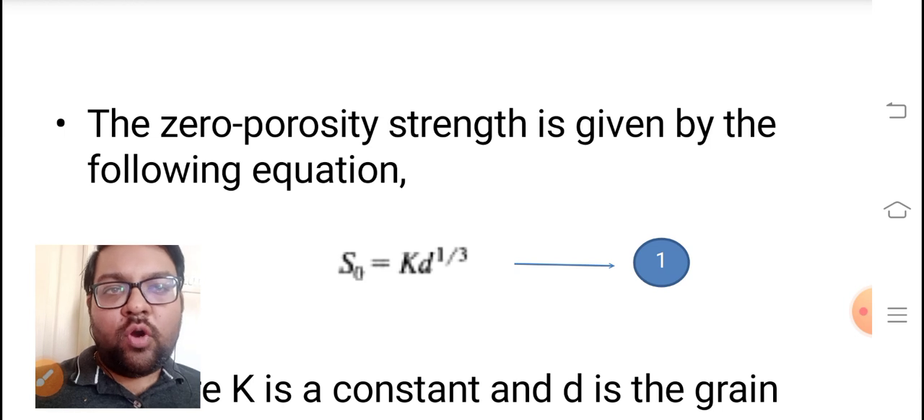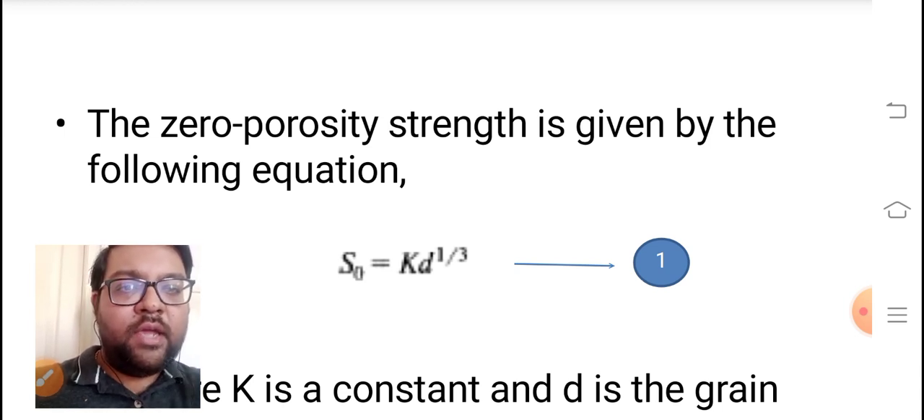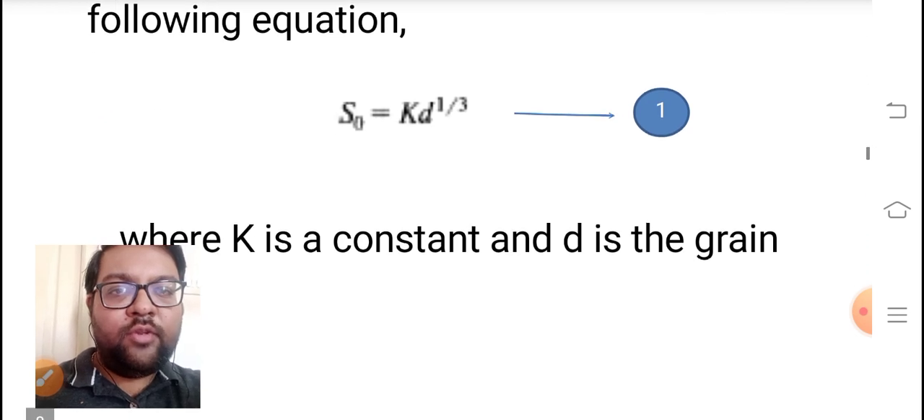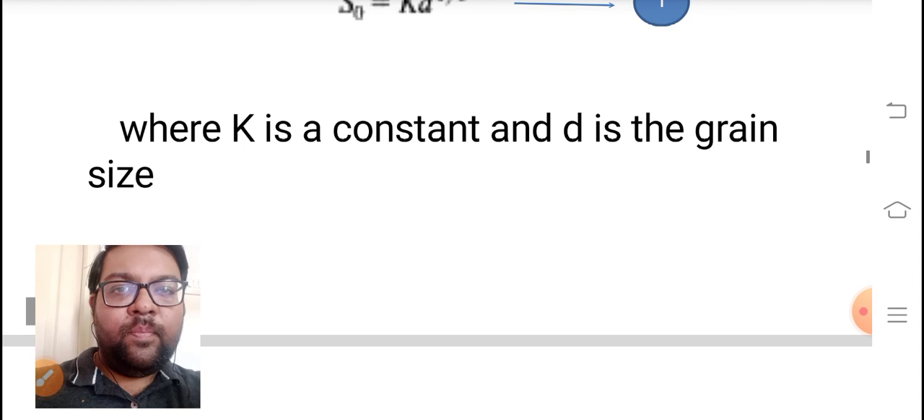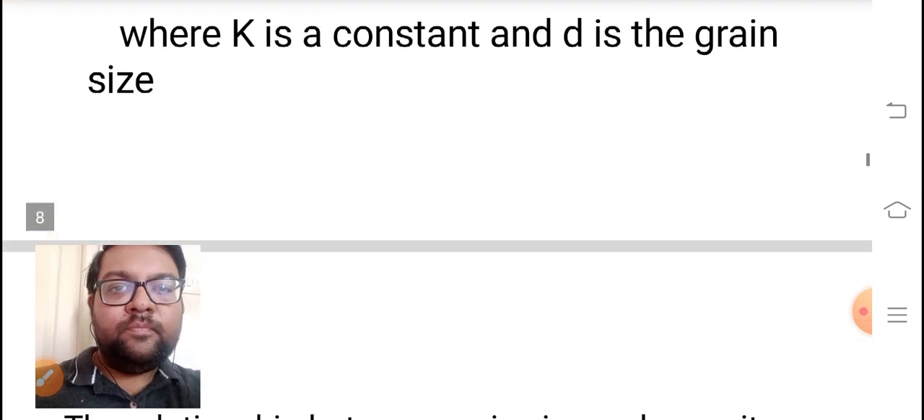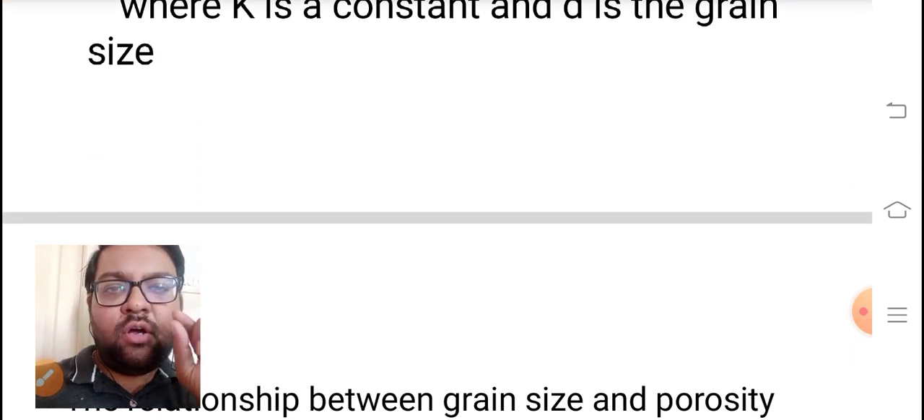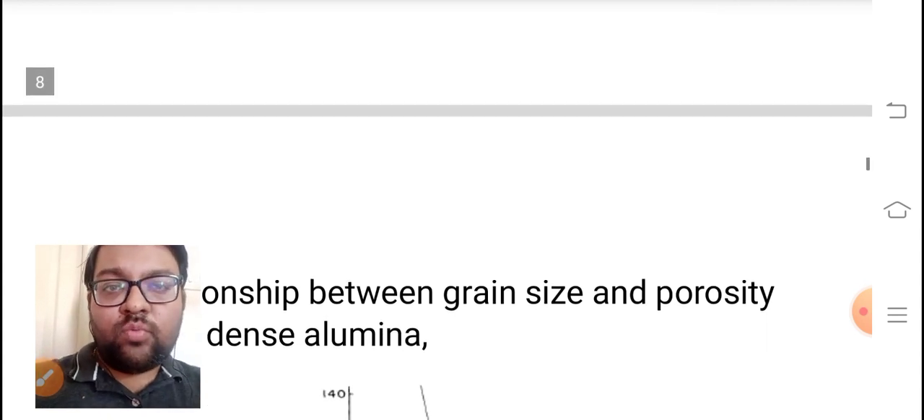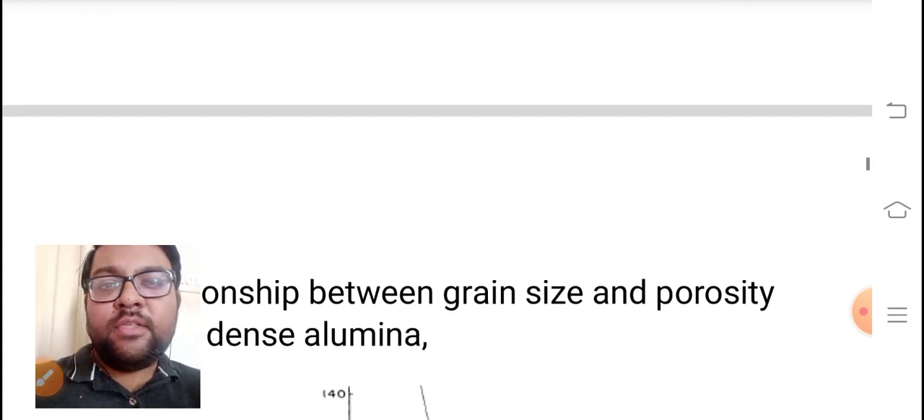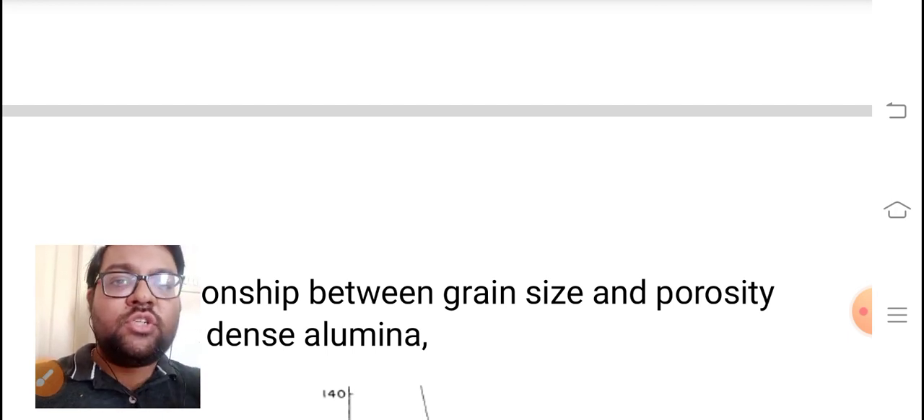So zero porosity strength is given by the following equation: S0 = K d^(1/3), where K is a constant and d is the grain size, that is, the size of the pore. When porosity increases, what is the disadvantage, right? When porosity increases, the strength reduces.